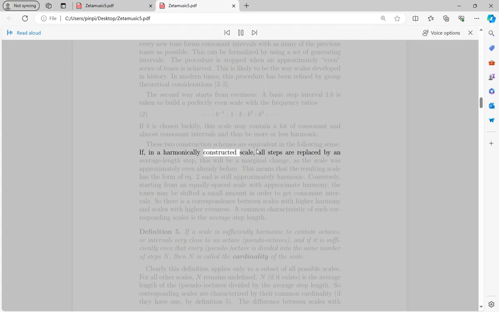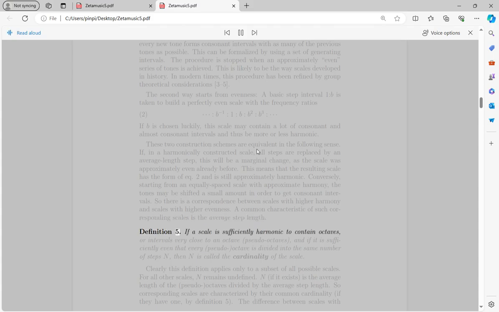If, in a harmonically constructed scale, all steps are replaced by an average length step, this will be a marginal change, as the scale was approximately even already before. This means that the resulting scale has the form of (2) and is still approximately harmonic. Conversely, starting from an equally spaced scale with approximate harmony, the tones may be shifted a small amount in order to get consonant intervals. So there is a correspondence between scales with higher harmony and scales with higher evenness. A common characteristic of such corresponding scales is the average step length.